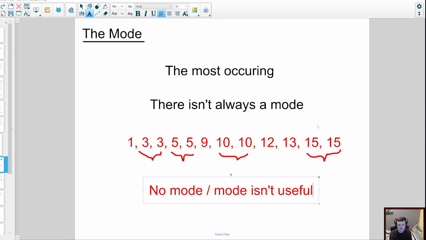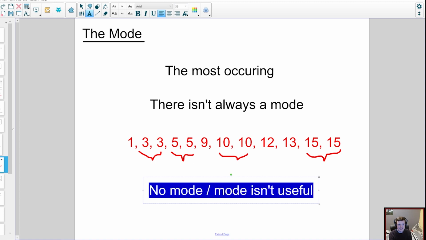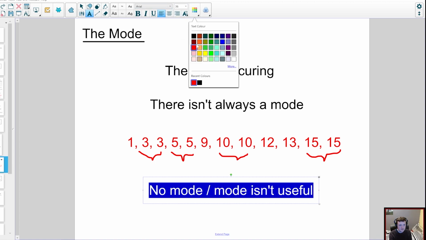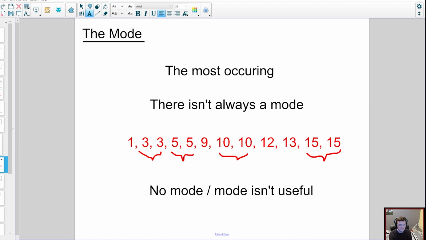One of our modes is right at the top of the data, and one of our modes is right at the bottom of the data, so it doesn't really help us very much. We could argue if, say, both the 3 and the 5 are the only modes, that's at least in the same ballpark, but because they're all over the data and there's 4 different modes with 2 numbers each, we would say in this case there is no modal value.